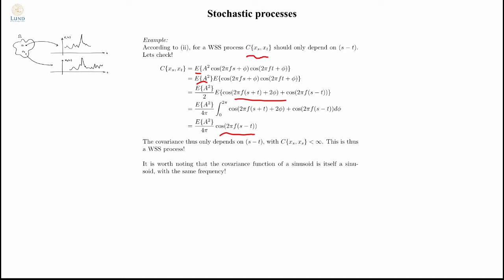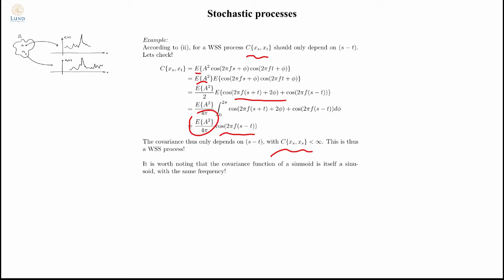So we are satisfying condition number 2. If I let t be equal to s, meaning that I will have the variance of the process, this will turn into 1, and I will get something here that is finite. So I am satisfying condition 3 as well. So this is a wide sense stationary process.